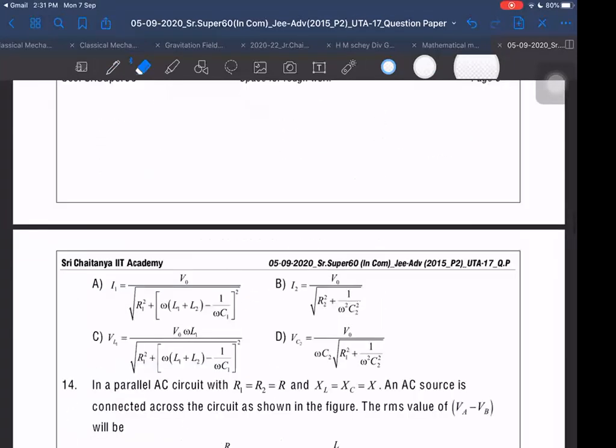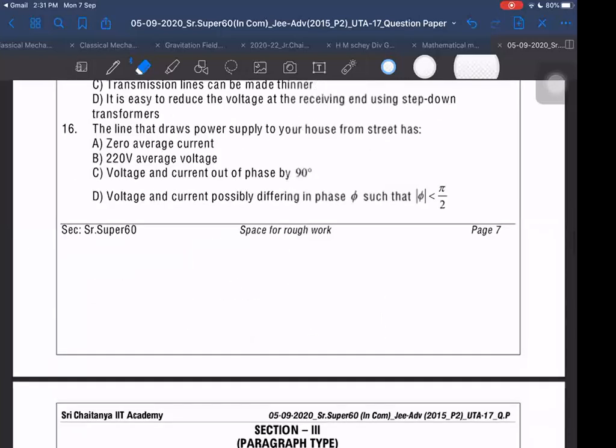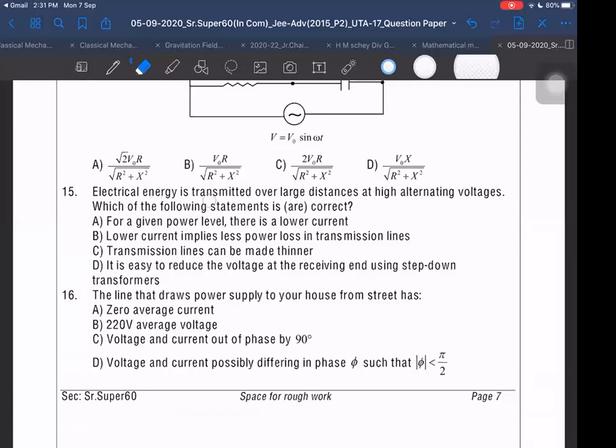Sir, 15th one, C, sir. Electrical energy is transmitted over a large distance at high alternating voltages. Which of the following statements is correct? Lower current implies less power loss in transmission lines. Correct. Transmission lines can be made thinner. High alternating voltages.